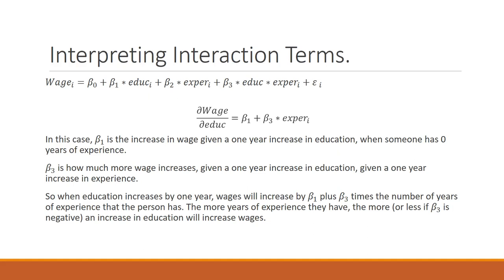Beta 3 is how much more wages increase given a 1 year increase in education, given a 1 year increase in experience. This gets kind of tricky. Beta 3 is the additional amount that wages will increase, or decrease if beta 3 is negative. Let's assume beta 3 is positive right here. If it's negative, the sign is just the opposite. So beta 3 is how much more wages will increase with an increase in education given a 1 year increase in experience. If I increase my experience by 1 year, beta 3 tells me how much more education will affect wages. Or if beta 3 is negative, that would be how much less education affects wages when I increase my experience.